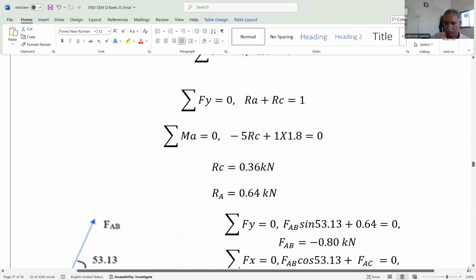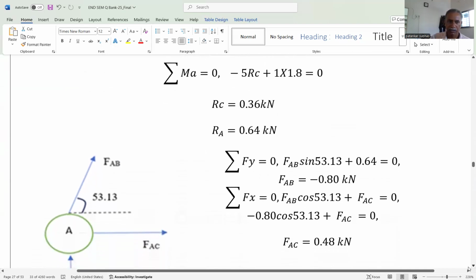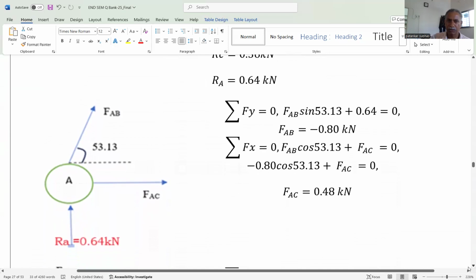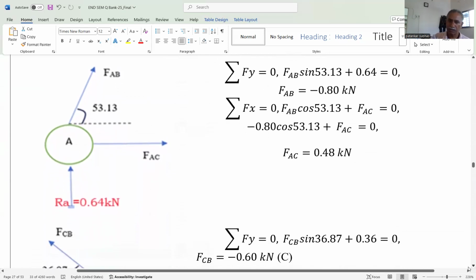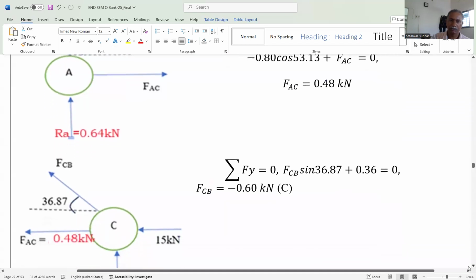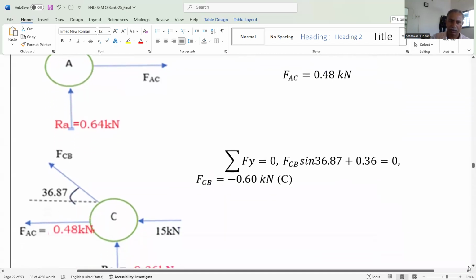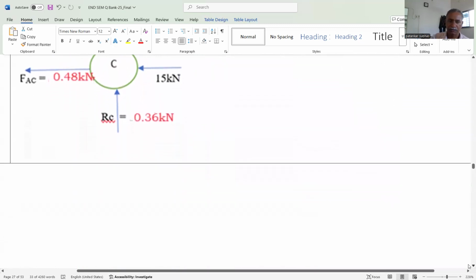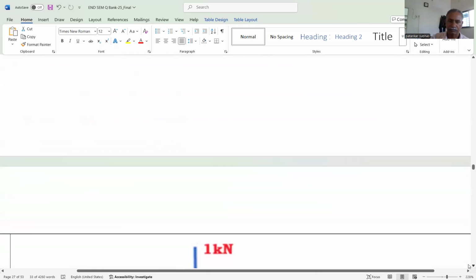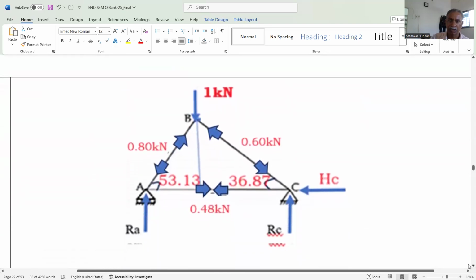Okay, so joint A, again repeat the same procedure. Summation Fy is equal to 0, summation Fx is equal to 0. We get the force in member AB and force in member AC. Similarly, we have considered the joint C, and again summation Fy is equal to 0 in y direction. We get force in member CB, that is the inclined member, is equal to minus 60 kilonewton. Minus sign indicates the compressive force. And this is the K force analysis diagram. Okay, this is the K force analysis.